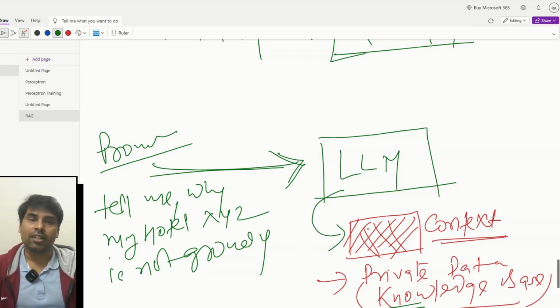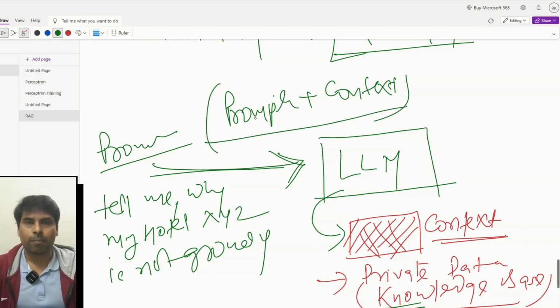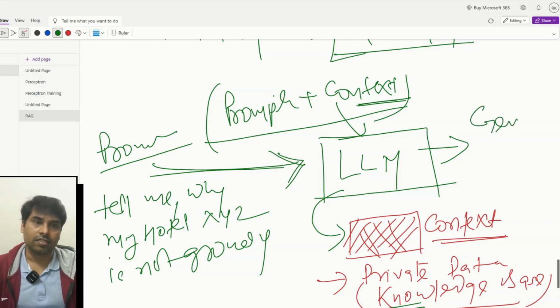So if you give the right context and you're sending a prompt, you're doing two things: you're sending a prompt plus you're sending the right context. If you provide these two pieces of information, a right prompt and right context, to the LLM, then the LLM will understand your prompt from the context, understand the pattern, and generate the right answer.